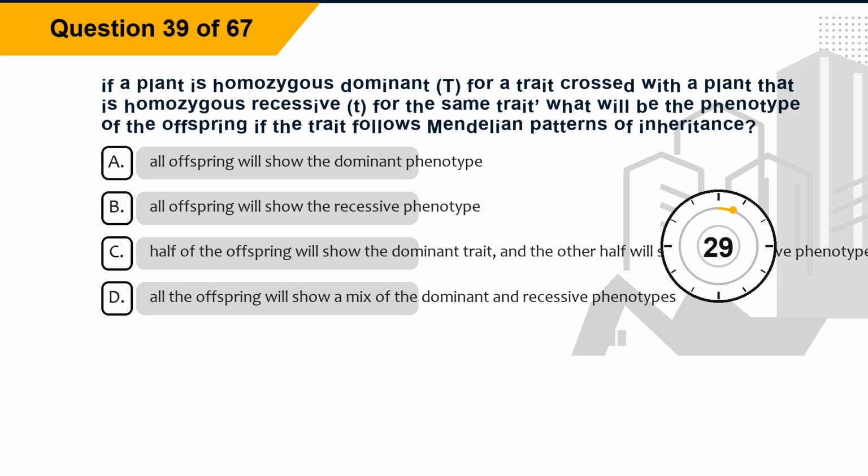If a plant is homozygous dominant, TT, for a trait crossed with a plant that is homozygous recessive, tt, for the same trait, what will be the phenotype of the offspring if the trait follows Mendelian patterns of inheritance? Option A, all offspring will show the dominant phenotype. Option B, all offspring will show the recessive phenotype. Option C, half of the offspring will show the dominant trait, and the other half will show the recessive phenotype. Option D, all the offspring will show a mix of the dominant and recessive phenotypes.